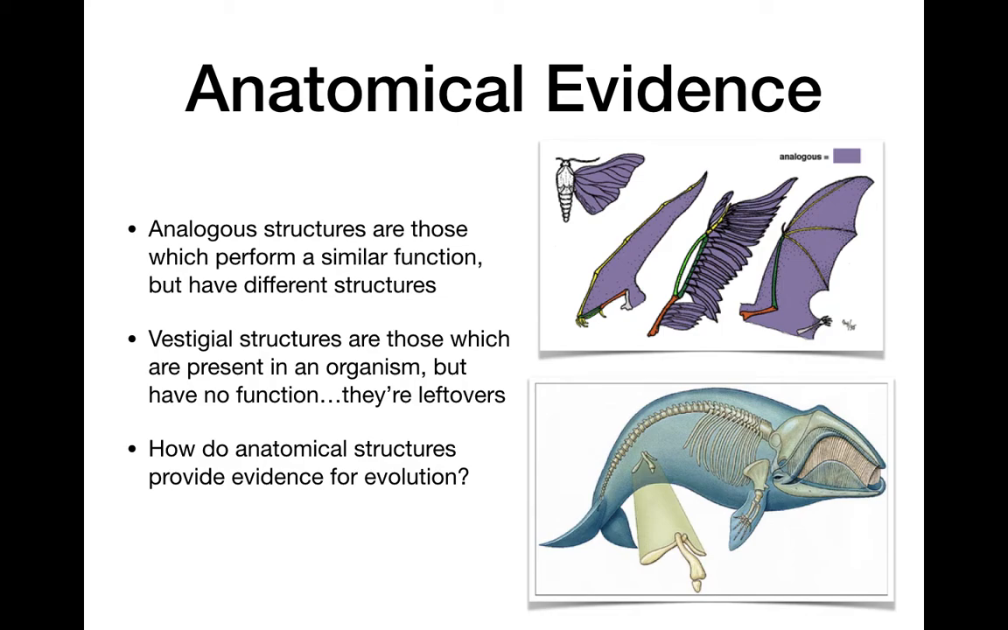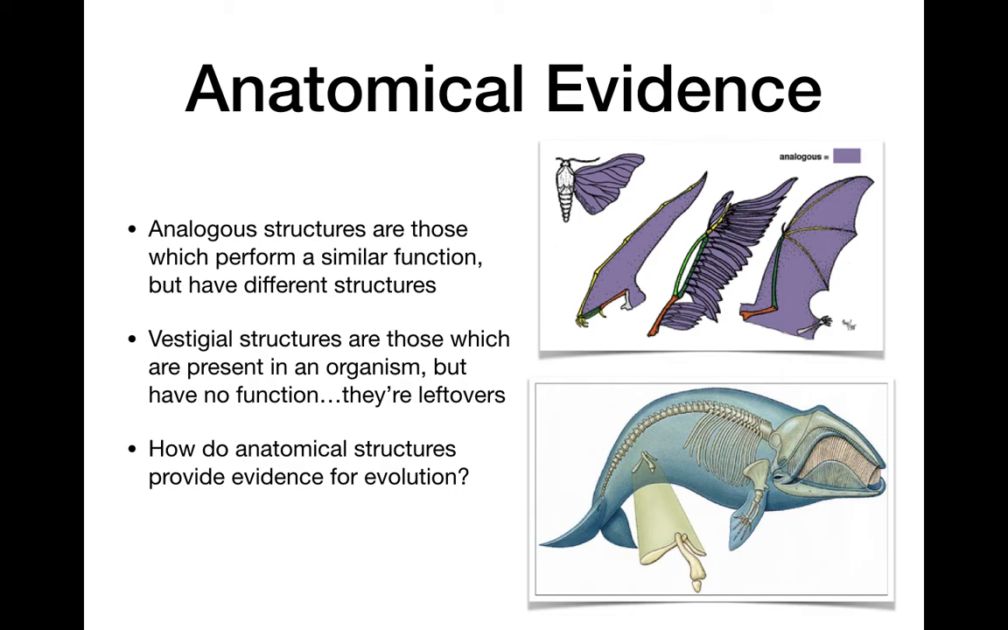So vestigial and homologous structures provide evidence of a common ancestor, that the organisms changed over time and their ancestor had some sort of traits. For whales, they had a common ancestor with organisms that have a similar skeleton and have a pelvic bone, even though they don't need it.